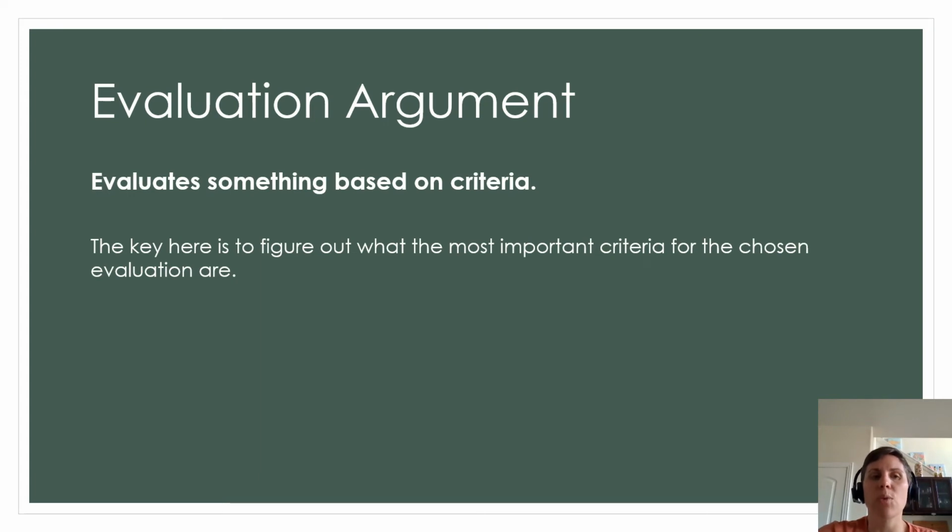Then we come to the evaluation argument. This type of argument evaluates something based on criteria. This could be a book, a law, a film, a restaurant, a policy, and so forth that is being evaluated. For example, my criteria for a lunch place might be cost, speed, location, and quality of food. But the criteria would change if I were looking for a place to go on a date with my husband. The key here is to figure out what the most important criteria for the chosen evaluation are.